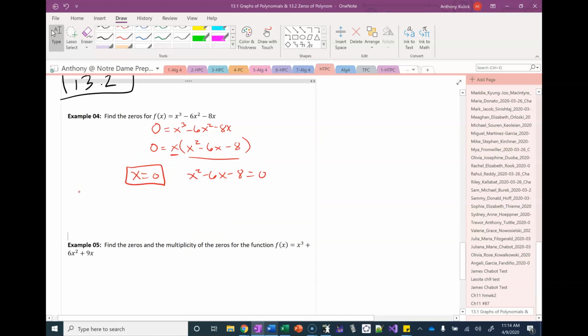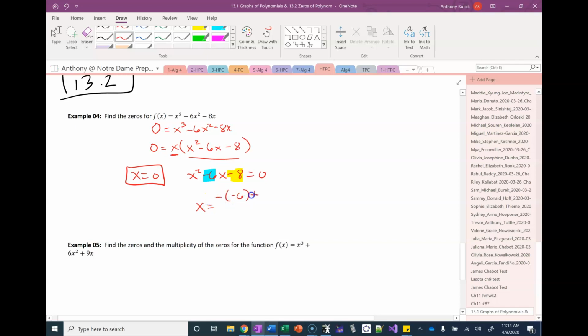For x squared minus 6x minus 8 equal to 0, since the leading coefficient is 1, I would start by trying to factor this. So I'd be looking for two numbers that multiply to give me negative 8 and add to give me negative 6. Think about that for a moment. You should come to the conclusion there are no two such integers that'll do that. That's okay though, because we have a formula to deal with this.